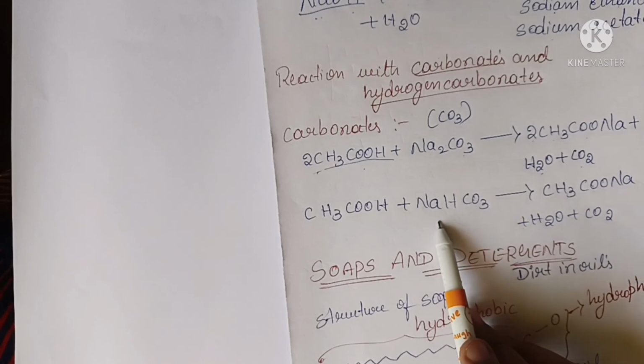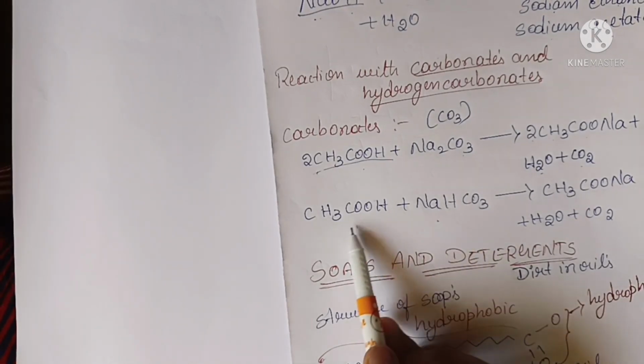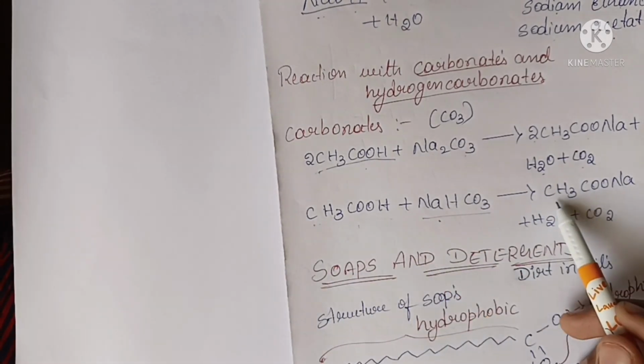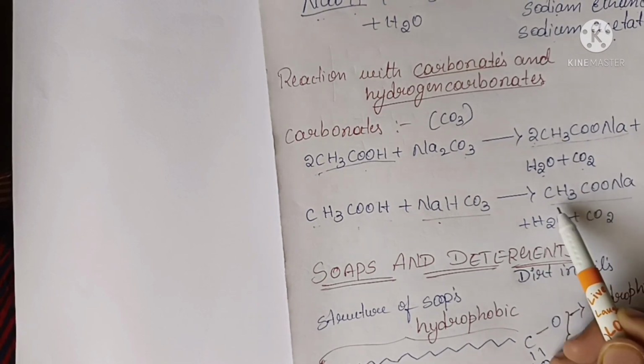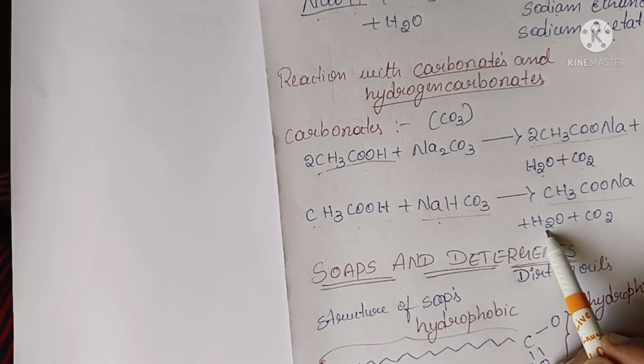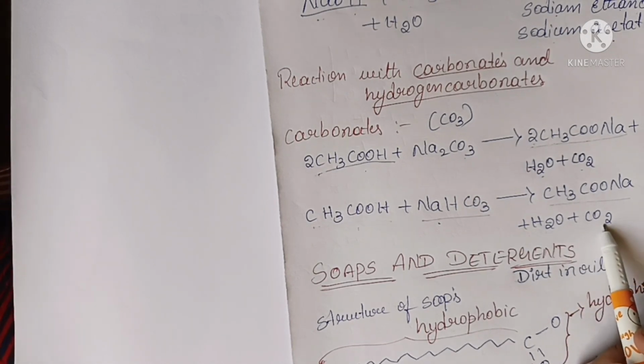And what happens when ethanoic acid reacts with the hydrogen carbonate? Same thing happens. See, CH3COONa plus the liberation of H2O plus CO2. This is all about the ethanoic acid. I hope you got a clear idea about this. Thank you.